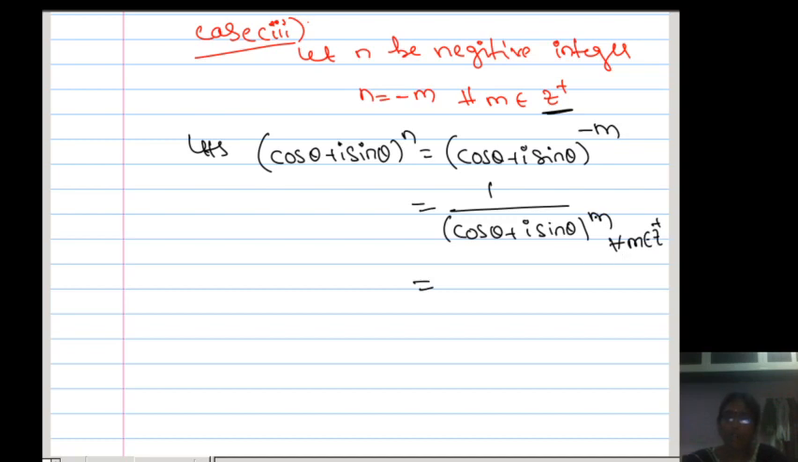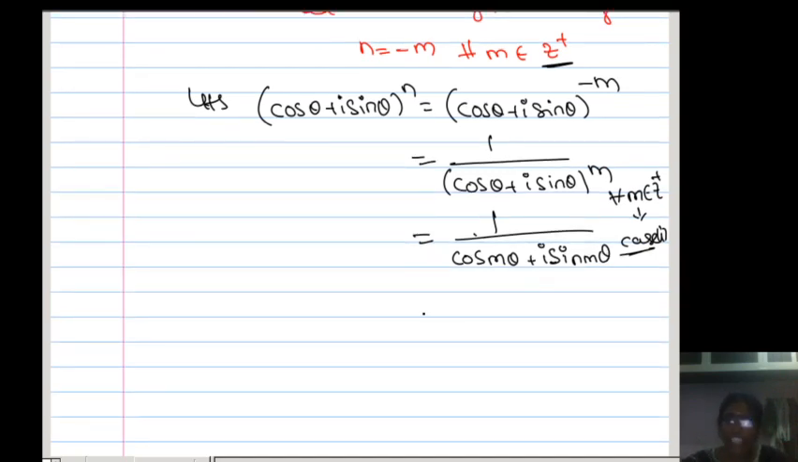Whenever m is a positive integer, De Moivre's theorem is true. We proved this just now in this theorem using mathematical induction in case 1. By the principle of mathematical induction, we proved that De Moivre's theorem is true for all positive integers. By using case 1, we simplify this denominator and I can write directly cos m theta plus i sin m theta. Sure?